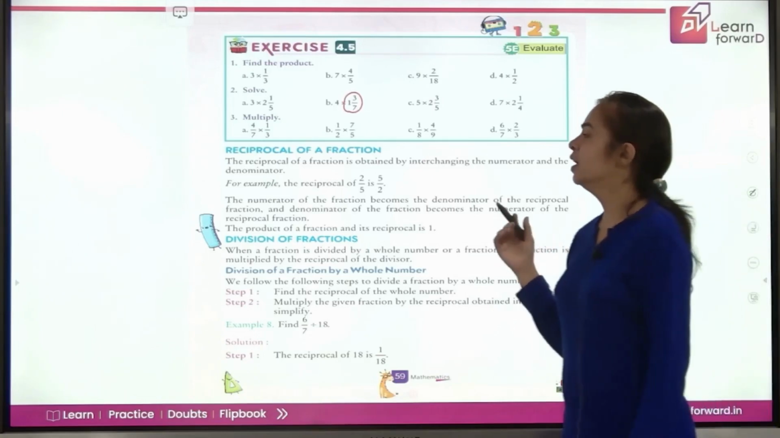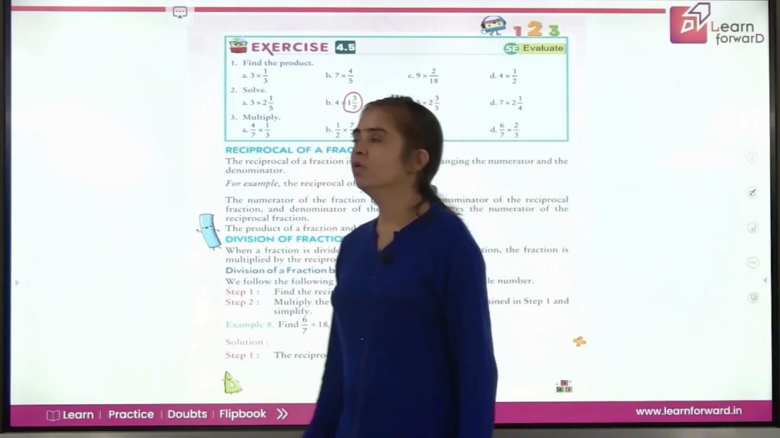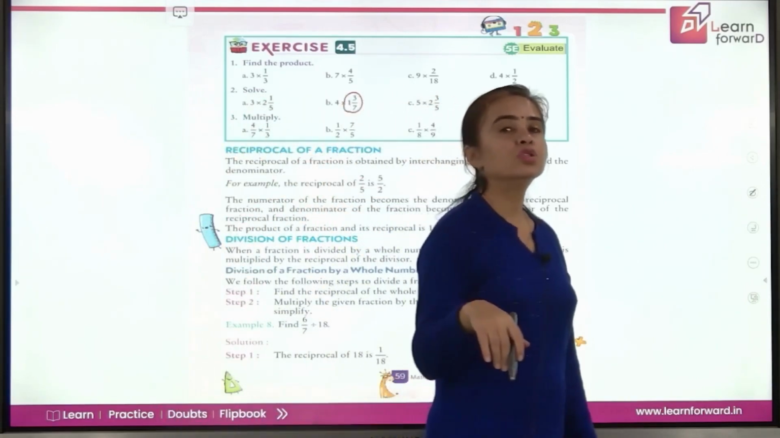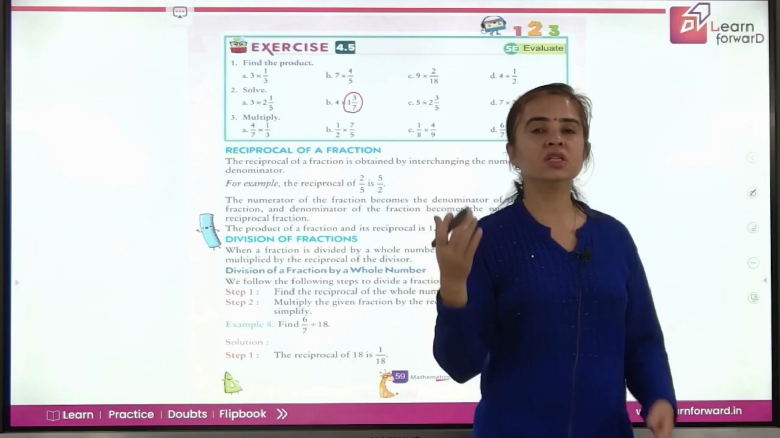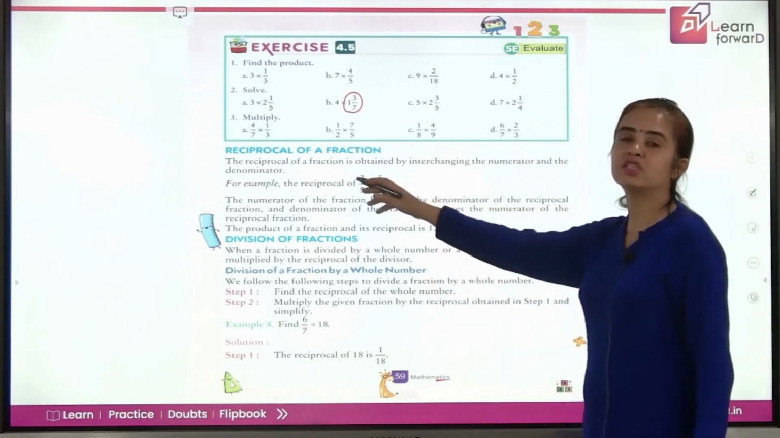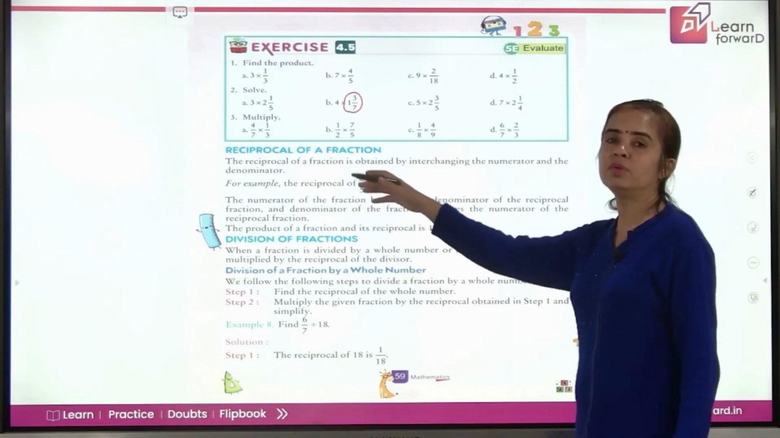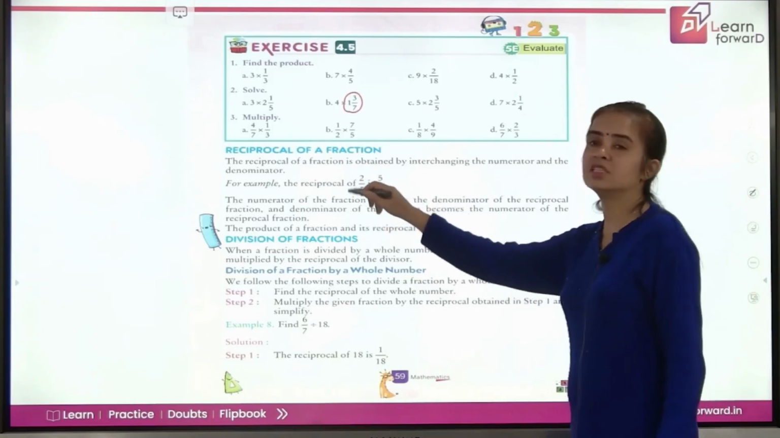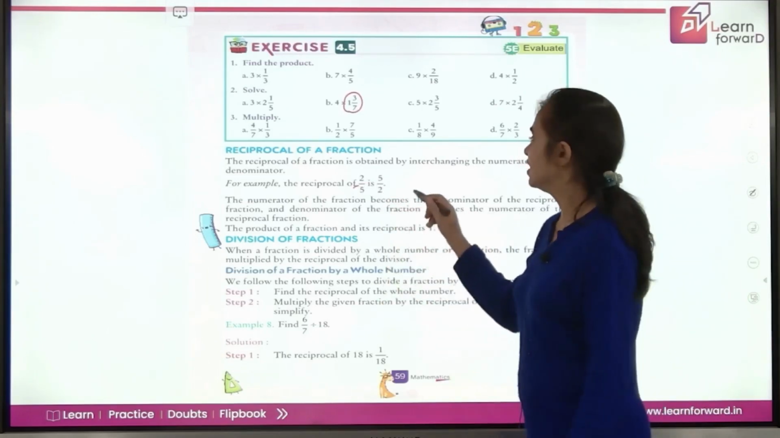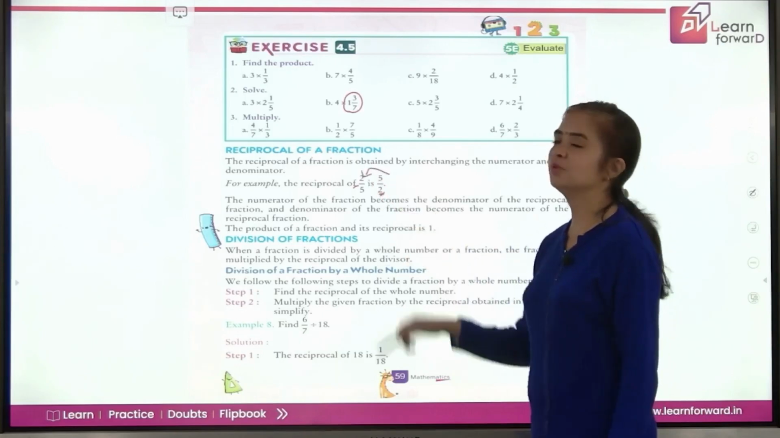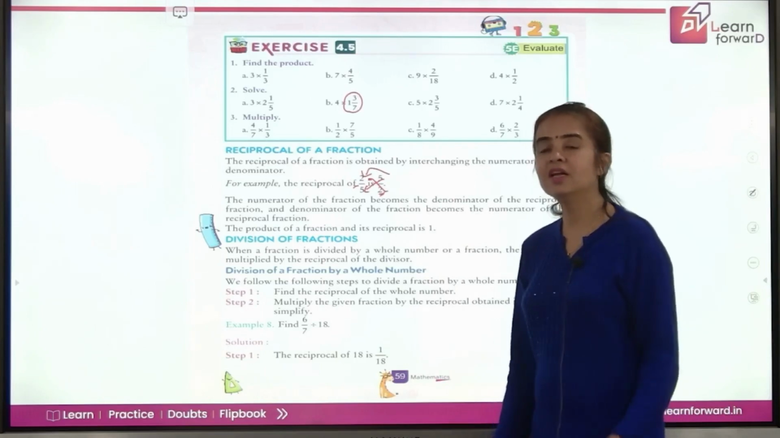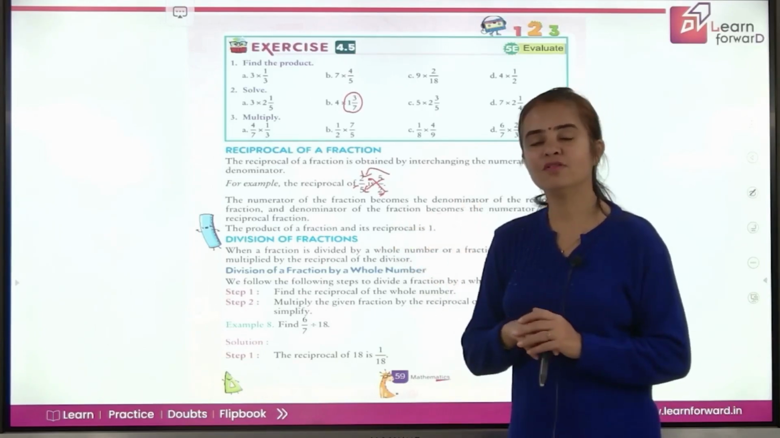Coming to next is reciprocal of a fraction. What do you mean by reciprocal? Reciprocal means just the reverse. So, in the reciprocal of a fraction, the numerator and denominator get interchanged. That means if I have the fraction 2 by 5, 5 will become the numerator, 2 will become the denominator. So, the reciprocal of 2 by 5 is 5 by 2 and vice versa also. The reciprocal of 5 by 2 is 2 by 5, because this goes into the numerator, this becomes the denominator. So, the fractions are reciprocals of each other.